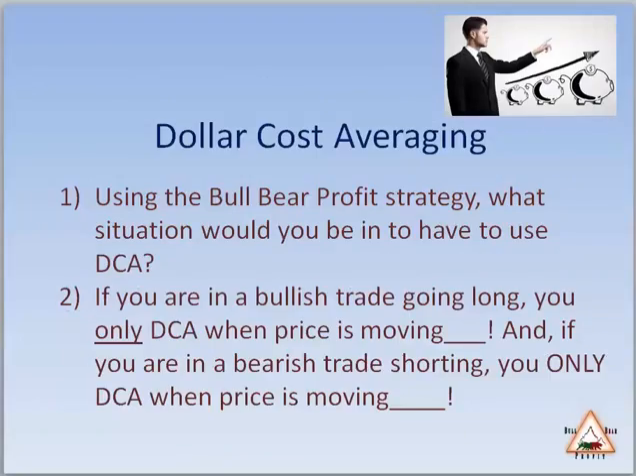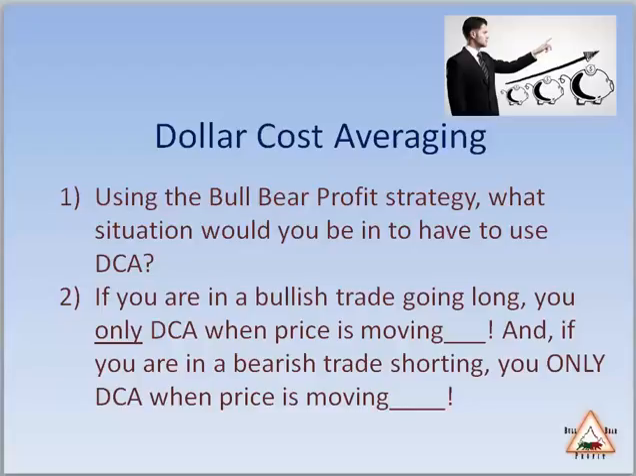Dollar cost averaging. Number one, using the bull bear profit strategy, what situation would you be in to have to use DCA? It's when the price goes against you. Perfect. That's exactly right. That's the exact wording I would have used. You're right.